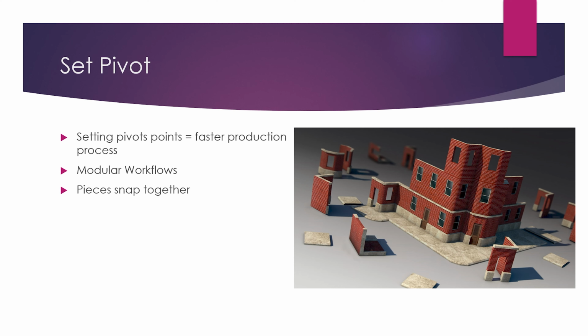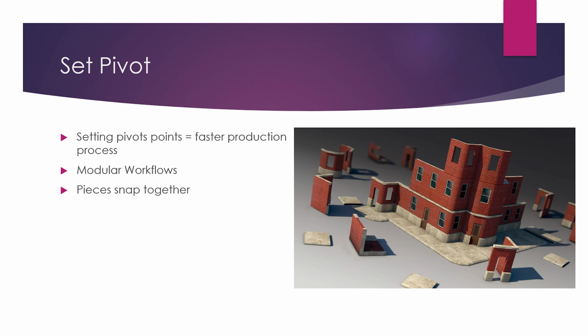Next, we have setting pivots. Setting pivot points is the easiest way to faster production processes. If you set the pivot point properly, it makes the production of games and assets a lot faster, as it allows for necessary assets to be made without spending more time than necessary on one asset, especially when there are multiple assets.